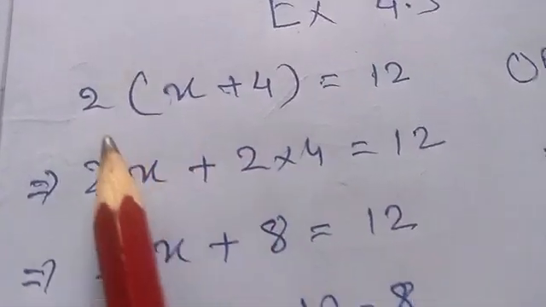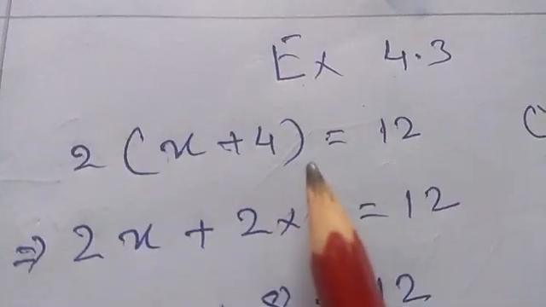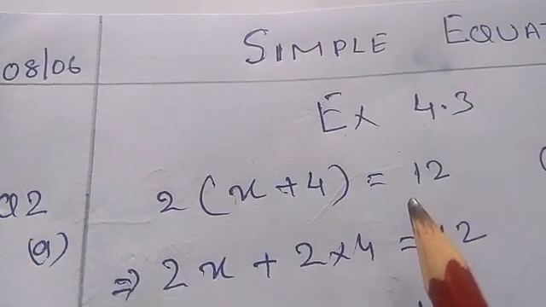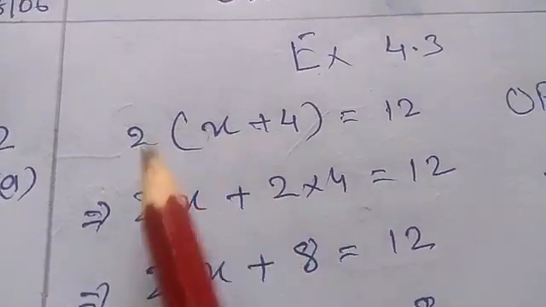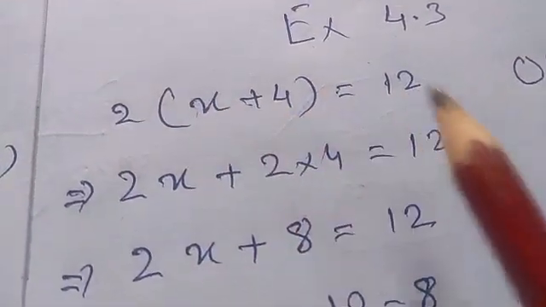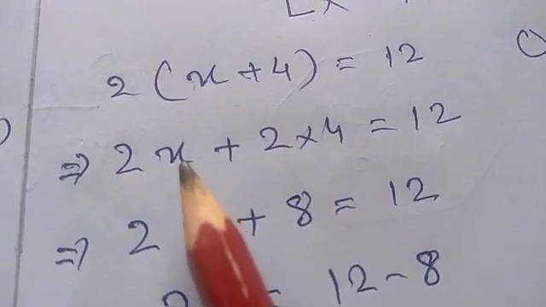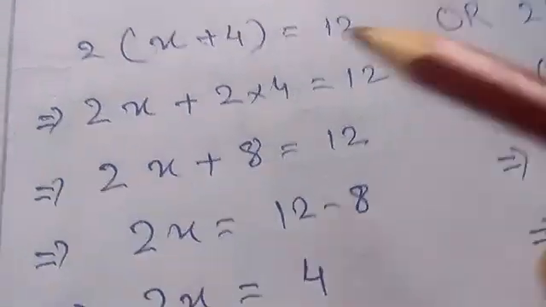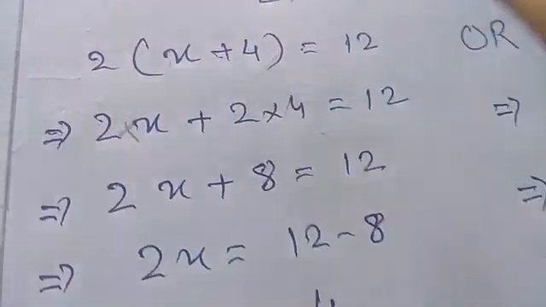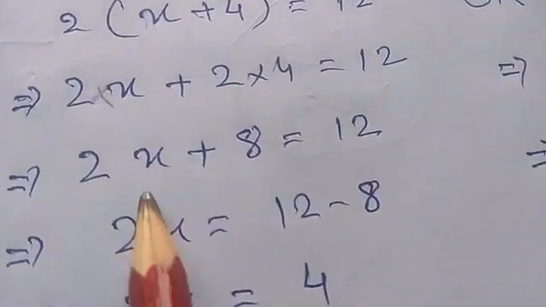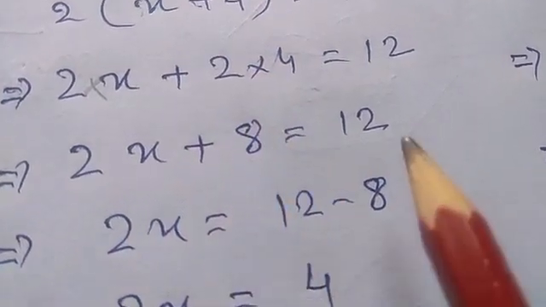Now the solution, I've run it here. See here, 2 in the bracket x plus 4 is equal to 12. So 2 into x is 2x, 2 into 4 is 8. Remember my dear students, I didn't write the multiplication sign here. Whether you write it or not, it makes no difference. The same thing, it is 2x plus 8 is equal to 12.